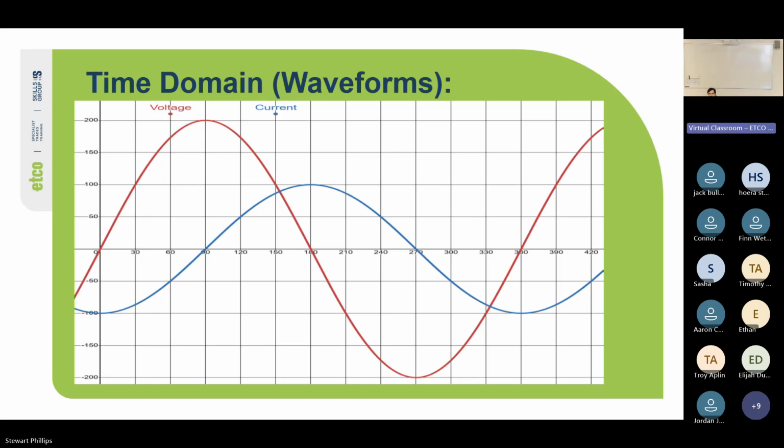Don't worry if you're taking notes, just do a rough sketch. You can find these images on Google. If you just search inductive voltage current waveform, you should get an image similar to this come up. That way you don't have to worry about drawing it too perfectly.